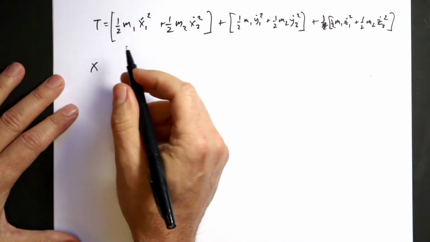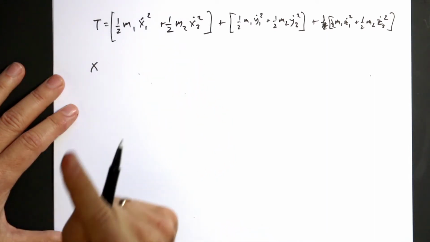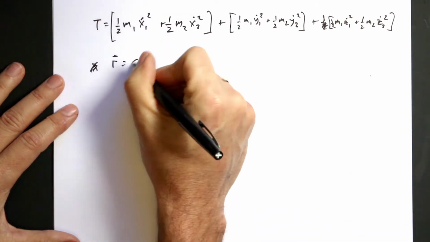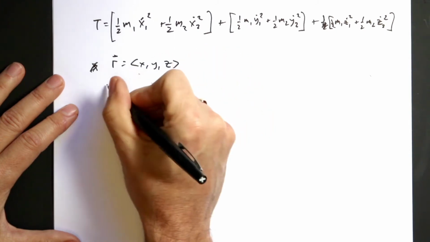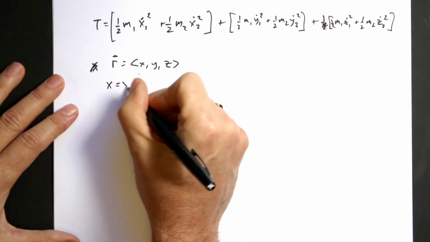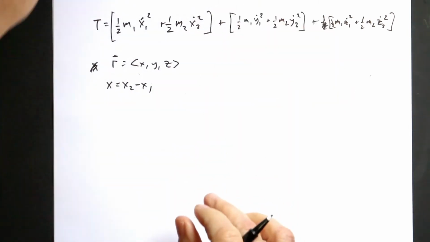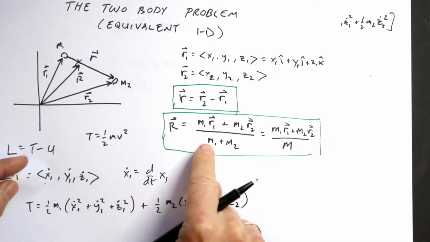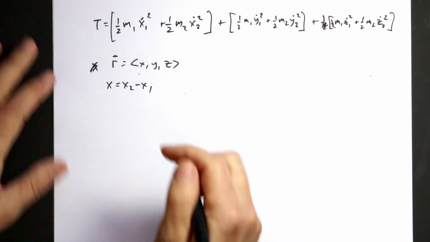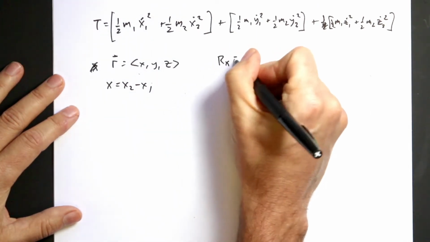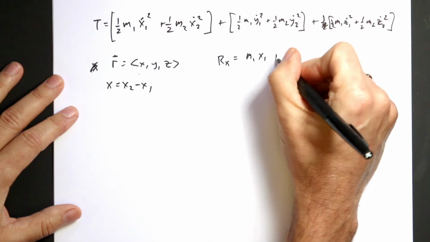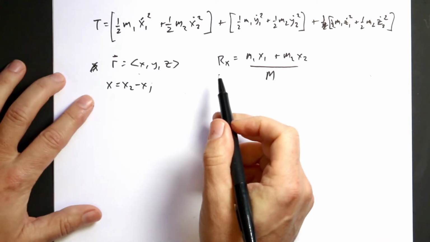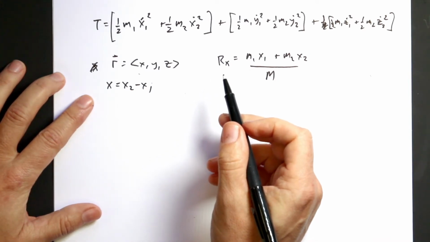X is the position from the vector, the component of the vector. Let me write it like this. R equals x, y, z. So x is going to be equal to x2 minus x1. And if you remember up here, that's just the same thing as this, right? This is the x component of this equation. And then I can write down the x component of the center of mass. So I can say Rx equals m1 x1 plus m2 x2 over the total mass. So I have those two equations. These are the x components of those equations.